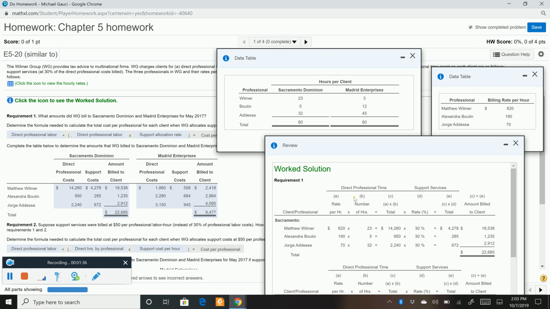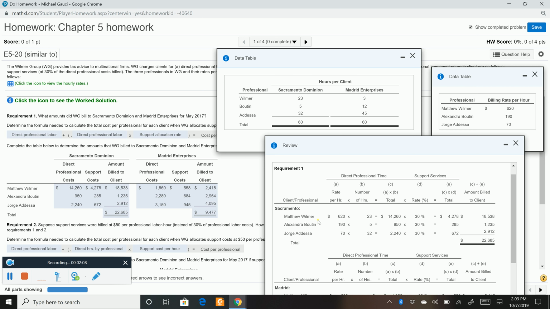So in the first requirement, what we need to do is figure out the amount of costs that we are going to bill to the client. And basically in this setup with requirement 1, we are going to charge not only the hourly rate, but a 30% premium on top of the hourly rate for the supporting costs, meaning the back-end administrative costs. So as an example, for Matthew Wilmer, I'm down here in the work solutions. Matthew's hourly rate, we said, was $620 per hour.